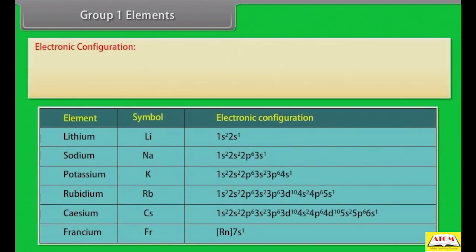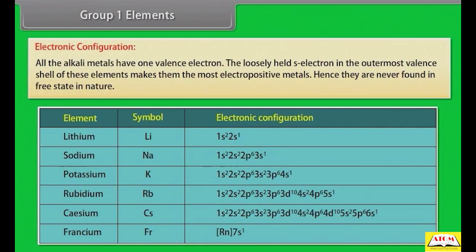Group 1 elements. Electronic configuration. All the alkali metals have one valence electron. The loosely held S electron in the outermost valence shell of these elements makes them the most electropositive metals. Hence, they are never found in free state in nature.